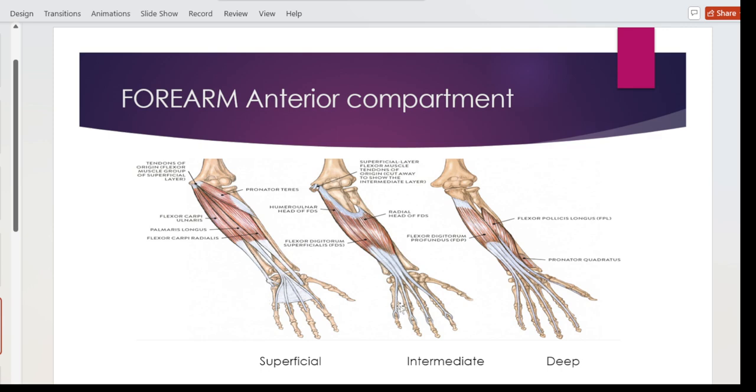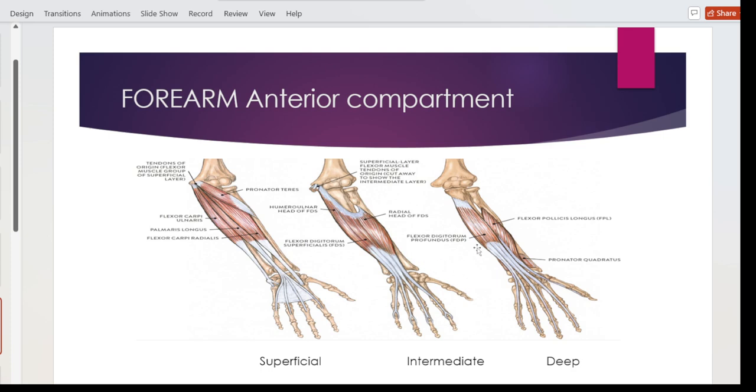Now, the intermediate one, as it is going to the phalanges, that's why it is the digitorum. Okay. So this is the flexor digitorum superficialis, as it is the intermediate layer muscle. Now the deeper one, deep layer, flexor pollicis longus, and this is the flexor digitorum profundus. As it extends to the digits, so it is the digitorum, and it is in the deeper layer. That's why it is profundus.